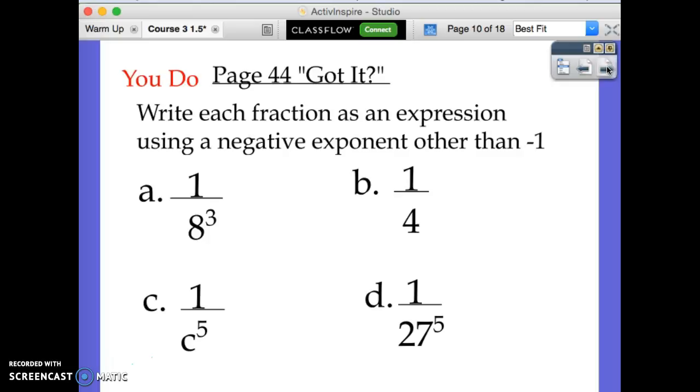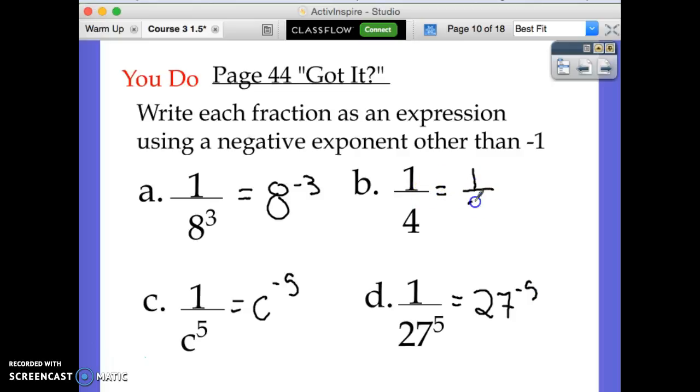Okay, you've had a minute to work. So this one should be 8 to the negative 3, c to the negative 5th, 27 to the negative 5th. Okay, this one was tricky. 4 can be written as 2 squared, and so then that becomes 2 to the negative 2 because we had to have an exponent other than negative 1. So if you have 4 to the negative 1st power, you're technically not incorrect, but you didn't follow the directions.